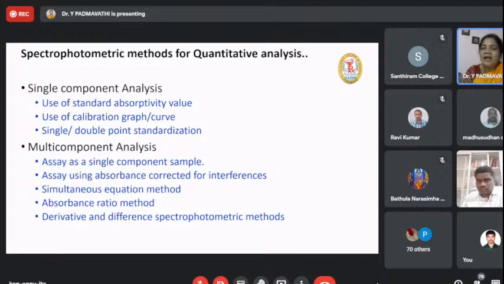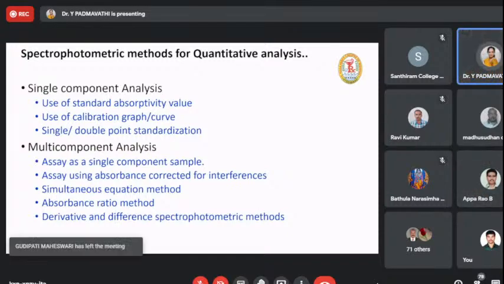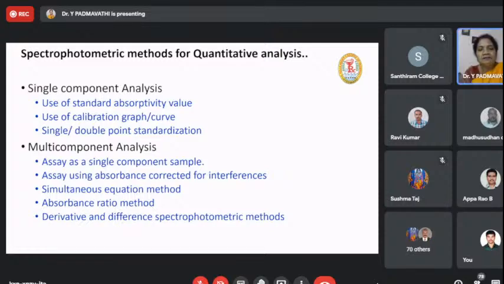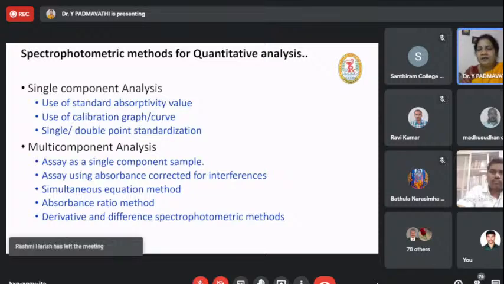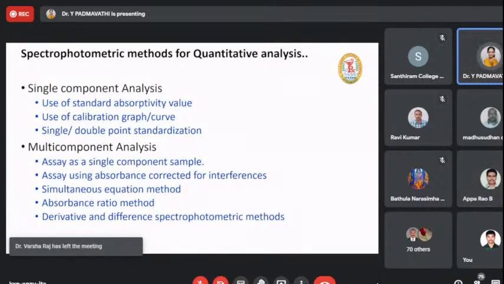The first method, use of standard absorptivity value, is applicable when you know that constant value. It is suitable when you don't have a pure form of the sample, that is, the reference standard is not available, or it is very expensive to spare even microgram quantities. The next one is the calibration graph. Here you need an external standard, which should be a reference one. You prepare a calibration curve and calculate from that. This is a very commonly used method. When you can generate the best fit line for calibration, it is a very accurate method.